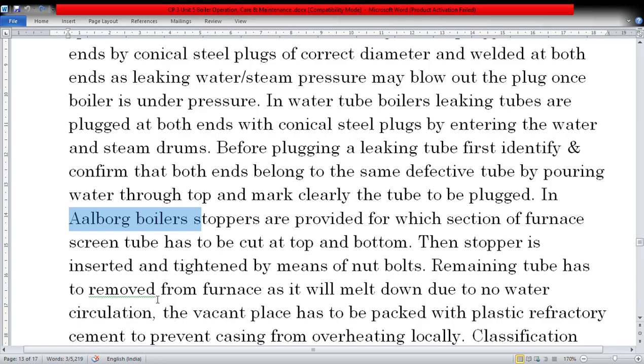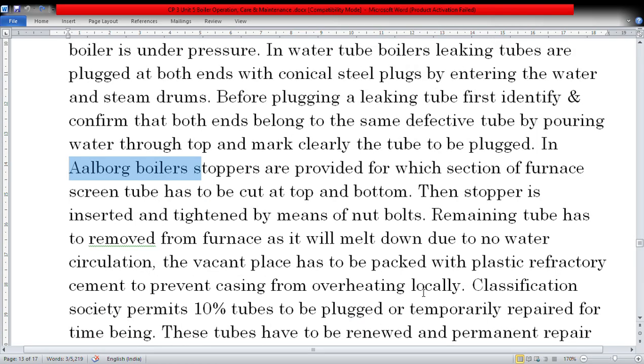The remaining tube has to be removed from the furnace, as it will melt down due to no water circulation. The vacant place has to be packed with plastic refractory cement to prevent the casing from overheating, because that part may melt, so we have to cut it and remove it, and then use plastic cement in the space left to prevent the casing from overheating locally. Classification society permits 10% of tubes to be plugged, so this is the answer.